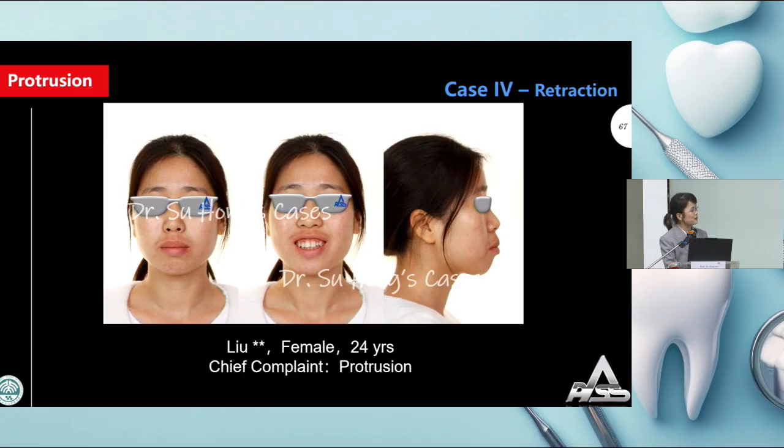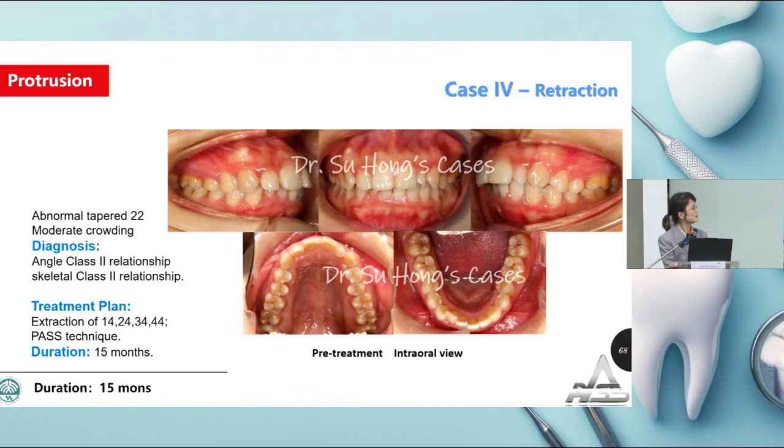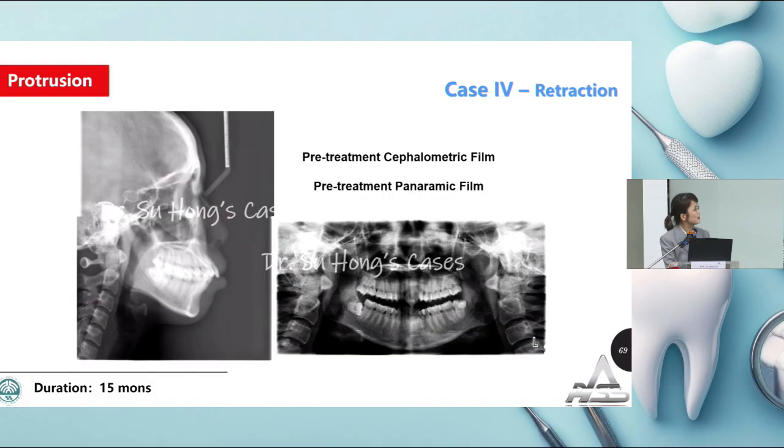Case 4. She's not very confident, maybe a little self-abased. A 24-year-old girl who sought orthodontic treatment because of severe protrusion, lip incompetence, and proclined anterior teeth. You can see abnormal tapered laterals, moderate crowding, and the diagnosis is angle class 2, skeletal class 2, and we extracted 4, and the duration is 1 year and 3 months. Yeah, very protrusive profile.